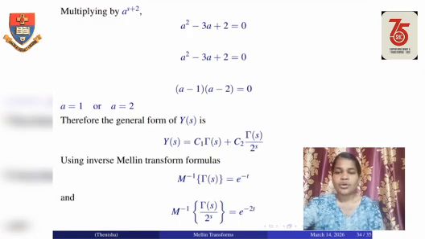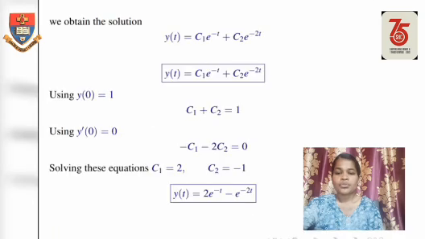Using inverse Mellin transform formulas, M⁻¹{Γ(s)} = e^(-t) and M⁻¹{Γ(s)/2^s} = e^(-2t). We obtain the solution y(t) = c1 e^(-t) + c2 e^(-2t). Using y(0) = 1, we get c1 + c2 = 1. Using y'(0) = 0, -c1 - 2c2 = 0. Solving these equations, we get c1 = 2 and c2 = -1. Hence, the solution is y(t) = 2e^(-t) - e^(-2t).